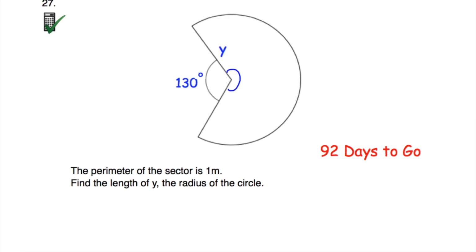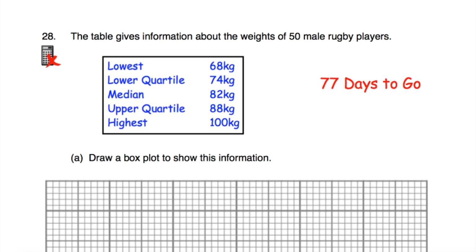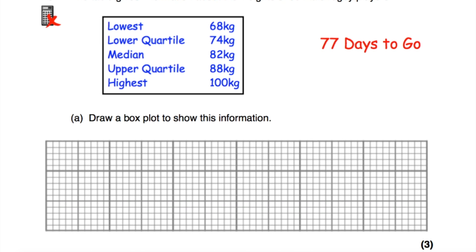Okay, let's look at our next question, question number 28. And it's on box plots, and we covered box plots with 77 days to go. So we've got some male rugby players, and we've got some information about their weights: the lowest weight, the lower quartile, the median, the upper quartile, and the highest weight. And then with part A, we've been asked to draw a box plot for that information, so we just need to draw a box plot for that.